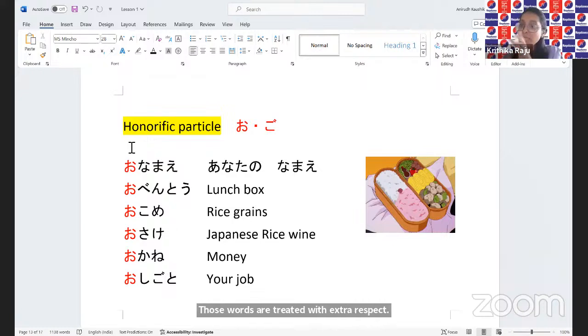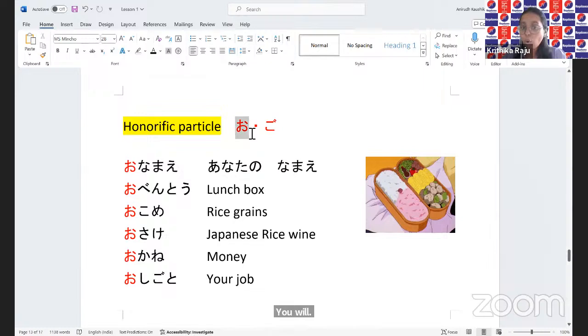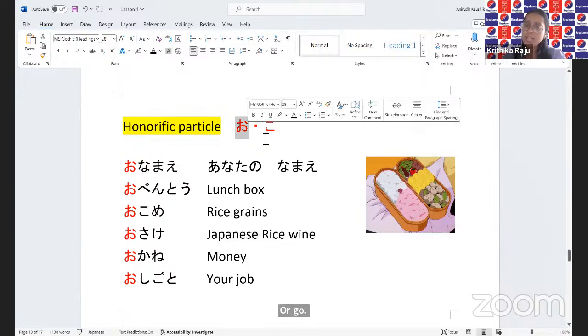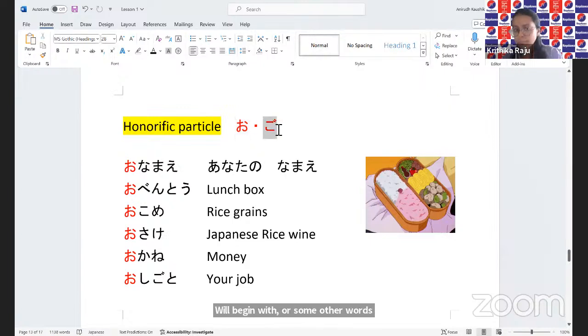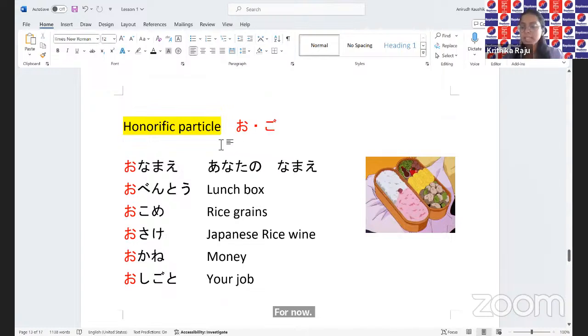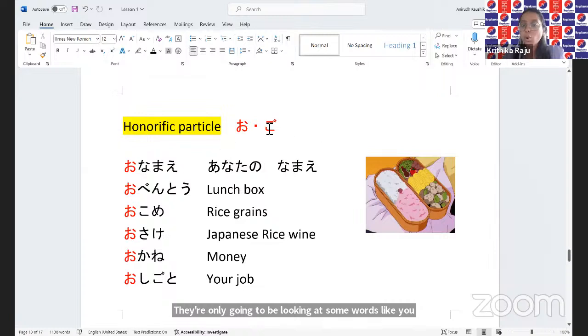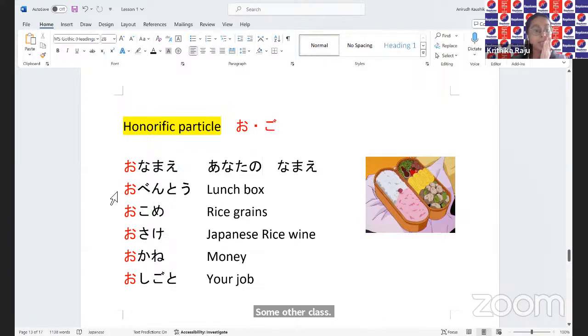So those words will be preceded, at the beginning, by either o or go. Some words will begin with o, some other words will begin with go. For now, we're only going to be looking at some words, like you can see on the screen, that begin with o. The go honorific will come later, in some other class. So let's look at the second word. I'll come to the first one later.